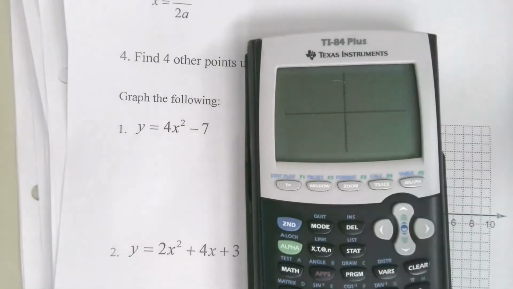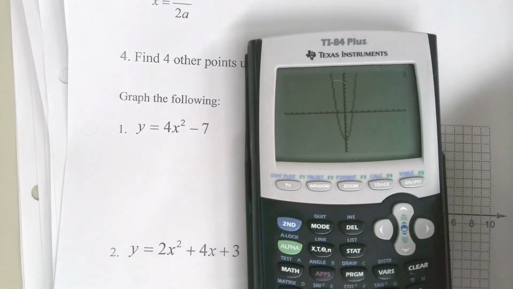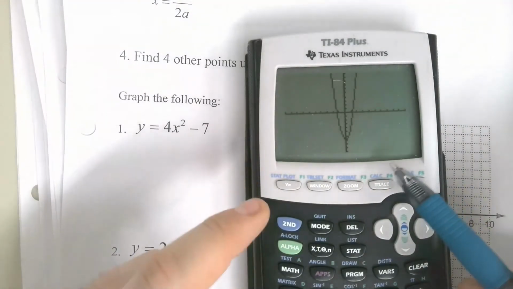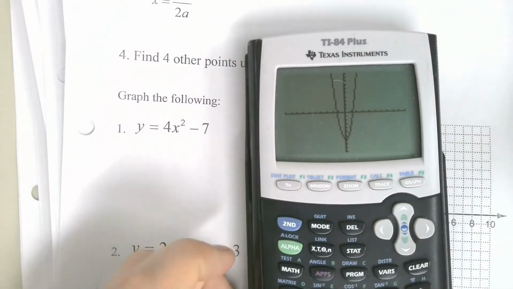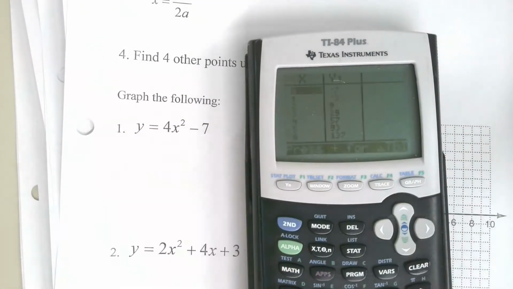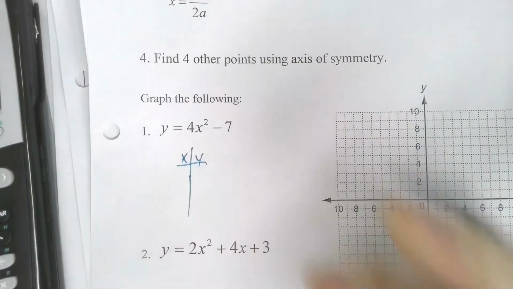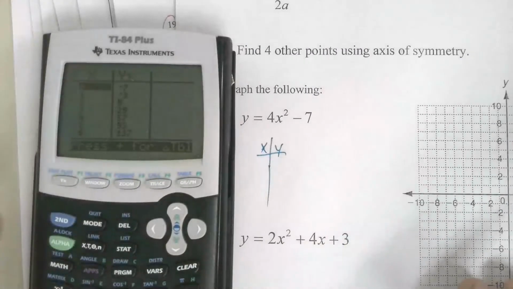So we hit graph. There's the graph of it, okay? So all you do is you recognize, hey, my table comes right off of that calculator by hitting second graph. So hit second graph. Now you got your table, all right? So all we do is create a little table, and we copy them right off our graphing calculator.